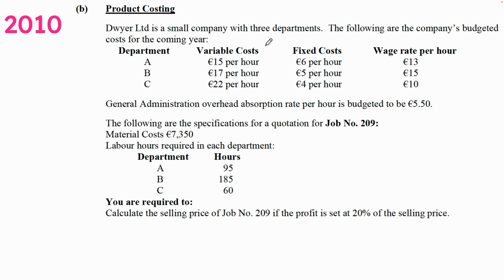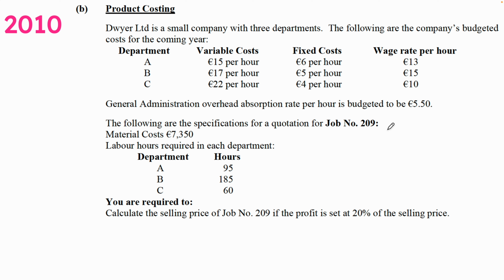So moving on to see what they have for us in part B, it's product costing. It says Dwyer Limited is a small company with 3 departments. The following are the company's budgeted costs for the coming year. So we've got departments A, B and C. In those departments we've got variable costs, we've got fixed costs, and we've got wage rates per hour. General administration overhead absorption rate per hour is budgeted to be €5.50.